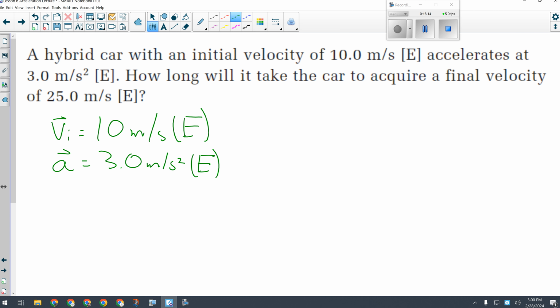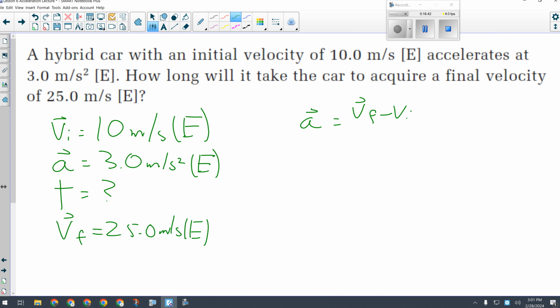How long will it take? What do they want me to find? Time. To reach a velocity of 25 meters per second east. So that's VF. Do I have a formula that has those four things in it on my formula sheet? It's this one. I need to find time. So do I need to manipulate that formula?